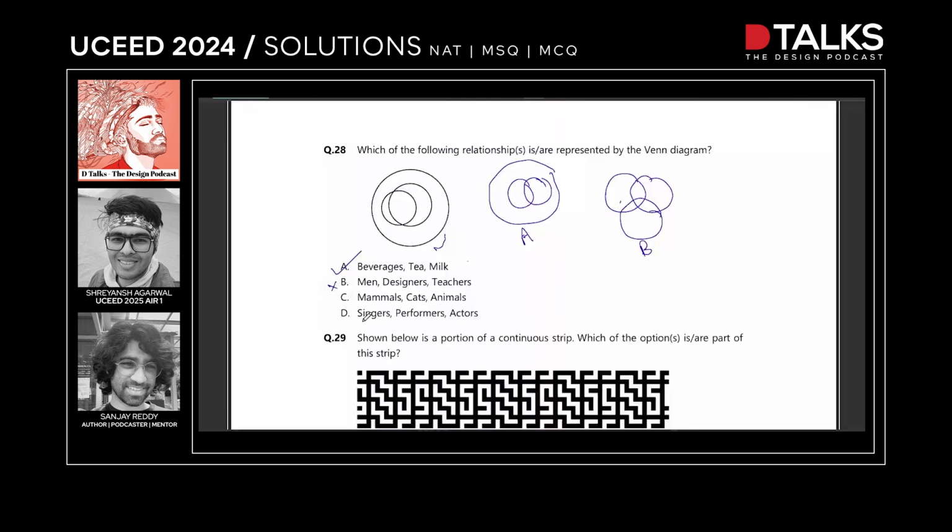Mammals, cats, and animals. So all mammals are animals, and all cats are mammals. There are no cats that are not mammals. Again, C is not the same as the figure given. D, singers, performers, actors. Some singers are actors, and all singers and actors are performers. Right? So D is also fine.